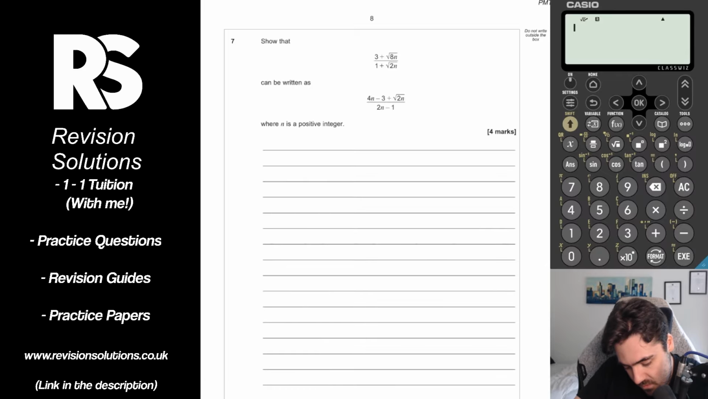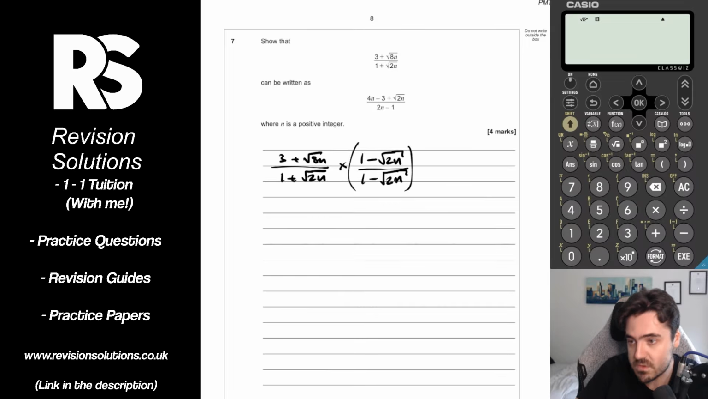So to do that, we're going to take one of the terms in the denominator of our fraction and change the sign. So I'm going to change the sign of the root 2n, and then we're going to multiply by that on the top and bottom to get rid of the surd in our denominator. And just to remember why we're allowed to do that, that in brackets there is equal to 1. Multiplying by 1 doesn't change the fraction, so it's still the same overall fraction.